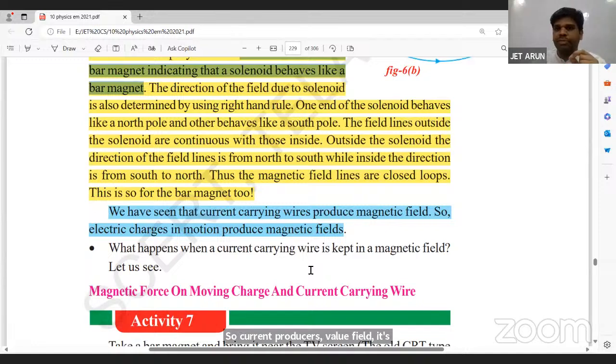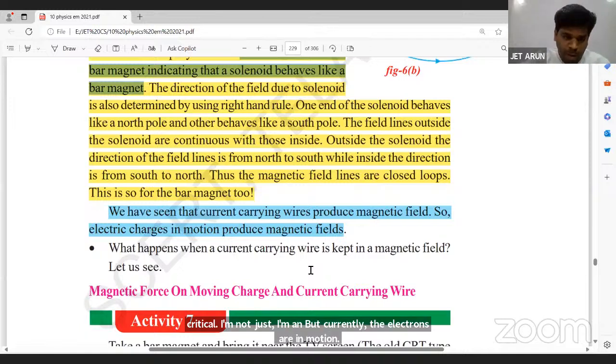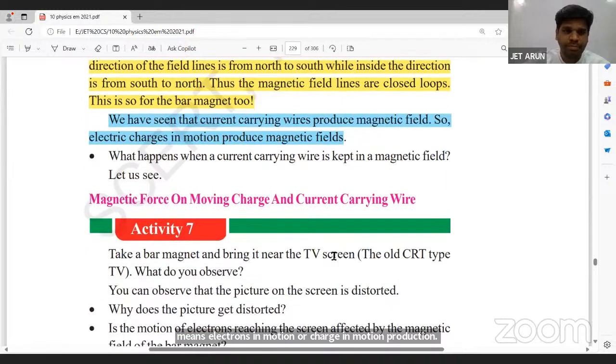Electrons are in motion in a current. That means electrons in motion, or charge in motion, produces magnetic field. All right. Now this was the sources of the magnetic field. Now let's talk about the force due to magnetic field on a moving charge.